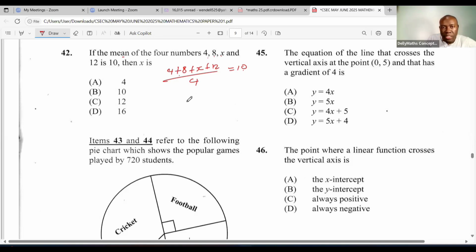So we're saying 12 plus 12, so 24 plus x is equal to 40. Subtract the 24 from both sides. X is 16. This is a repeat question.